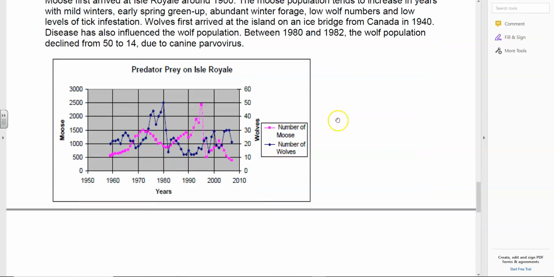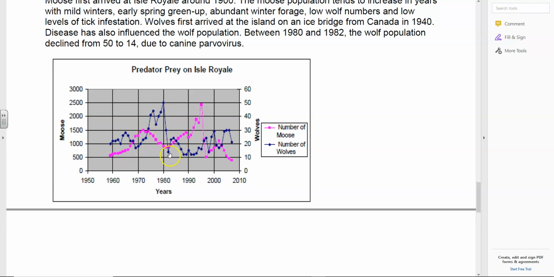Okay. Here we see a predator and prey graph. Right, so the pink purple is a moose, the blue are wolves. And so we can see here, there's a slight increase in the moose population, and we see a huge increase in the wolf population. Right? So there's a pattern here. You see an increase in moose, then you see an increase in wolves.